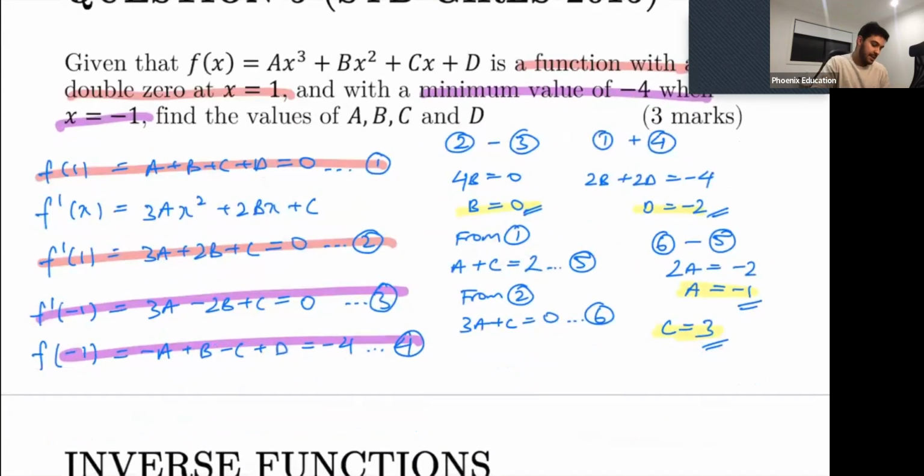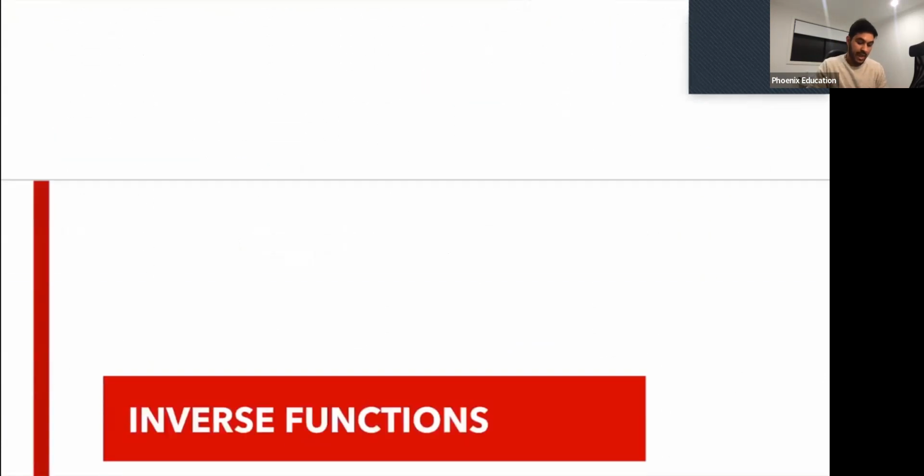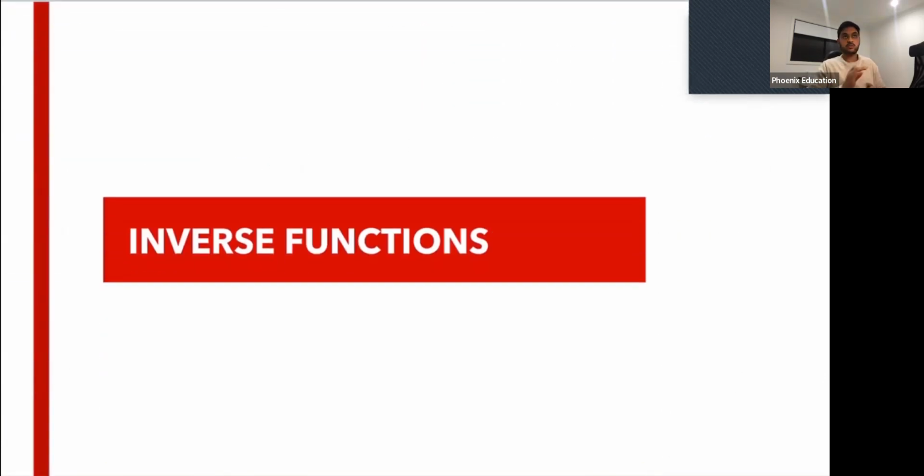So that brings us to the end of my section. The next section will be inverse functions.